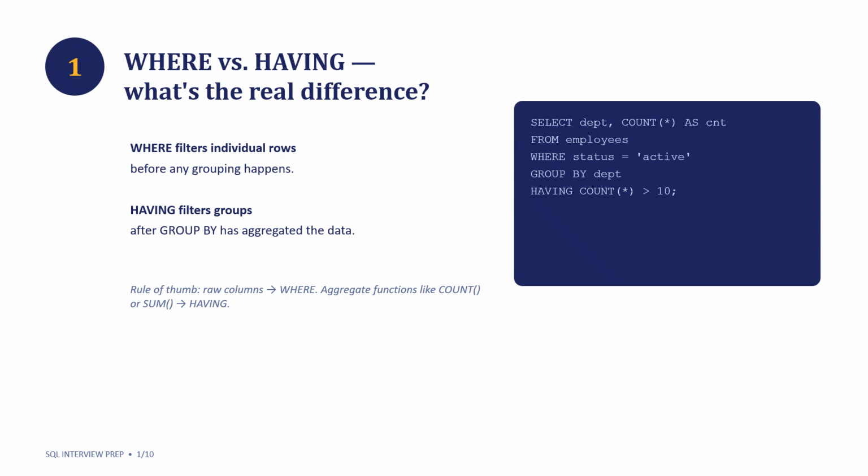A simple rule, if the condition uses a raw column, use where. If it uses an aggregate function like count, sum, or avg, use having.